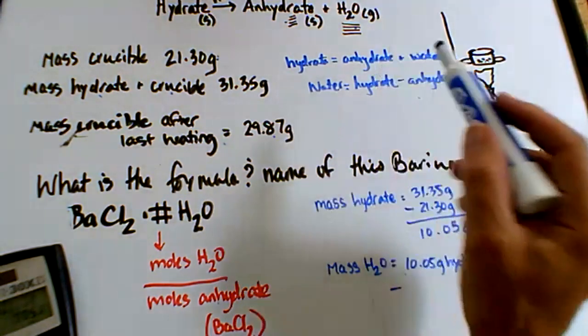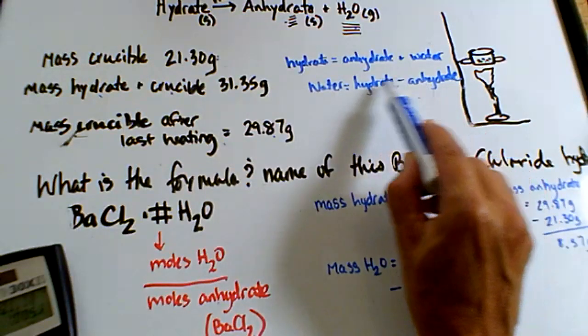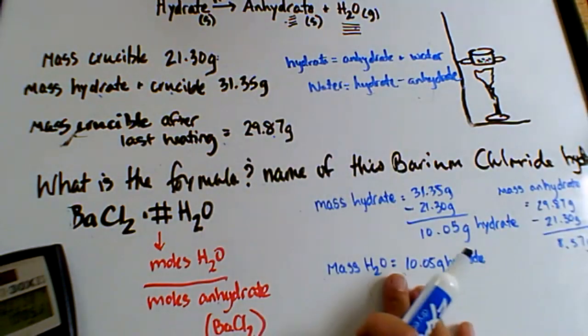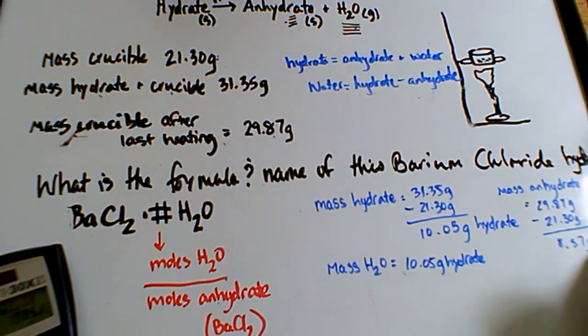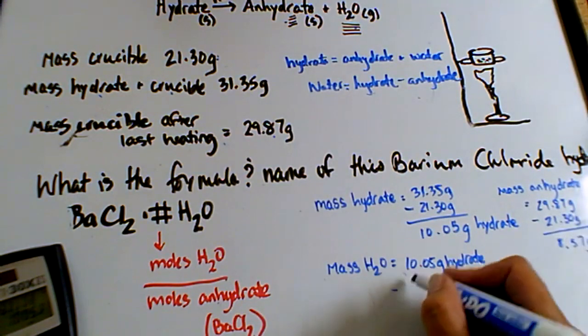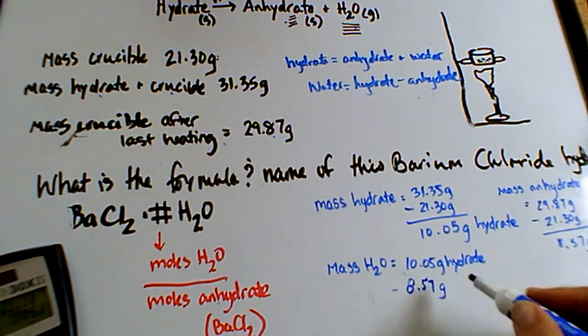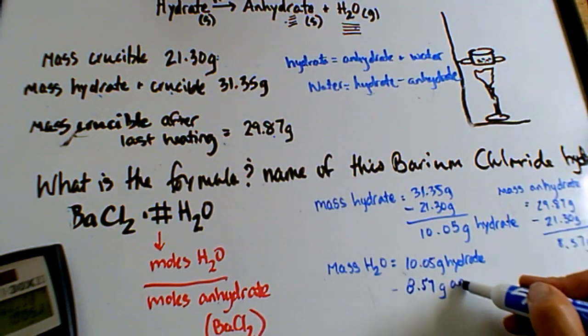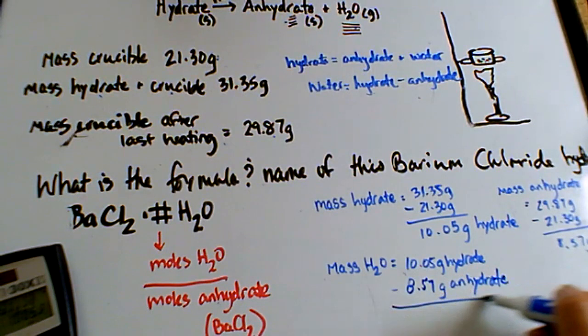But what I need is the mass of the water. So if I take my hydrate and subtract my anhydrate, I have my water. Here's my hydrate, this is my compound with the water. Here's my anhydrate. Notice I've got everything labeled so I can find my numbers. They're not just floating around, and you see where my numbers are coming from.